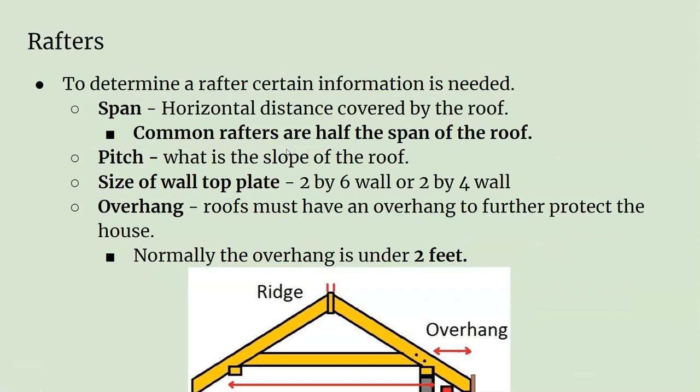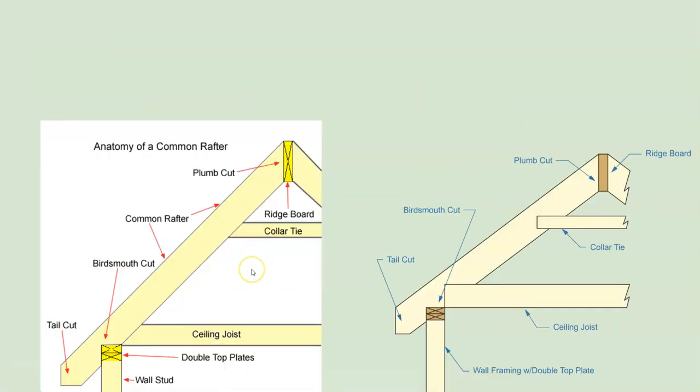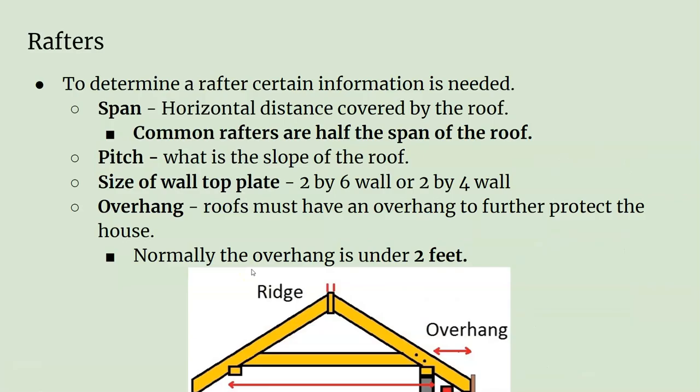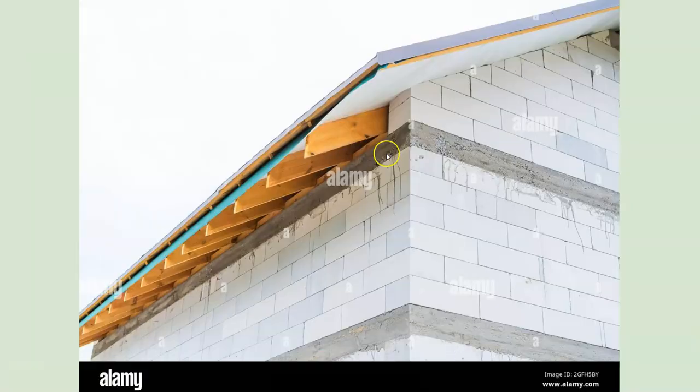So to determine what you need for the roof, you need the span, how big the building is, what the pitch is, which is predetermined, and then you also need to know how far it's going to overhang the roof side of your house. And the overhang, what it does is protect the side of your house, all right, from weather. So there's an overhang right here, and it's going to protect this wall.